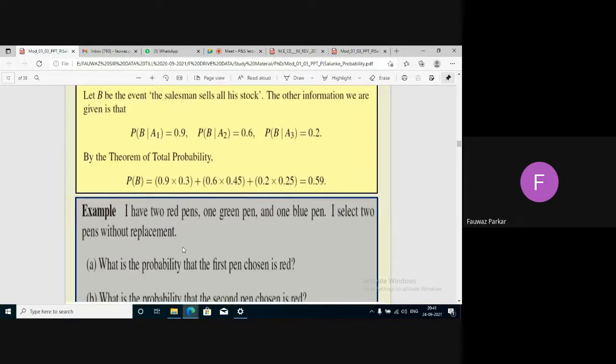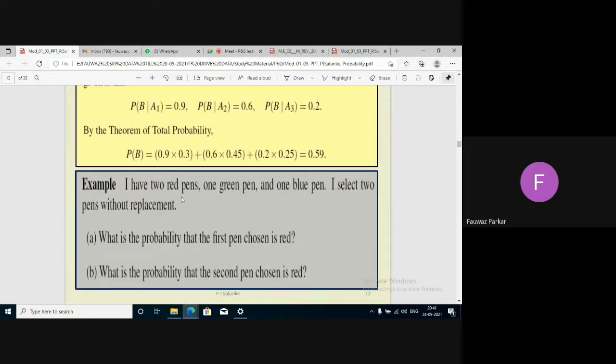Similarly, a simple example: I have two red pens, one green pen, and one blue pen. I select two pens without replacement. What is the probability that the first pen chosen is red? Yes, anyone can tell? दो रेड पेन है, वन ग्रीन पेन है, एंड वन ब्लू पेन है. सो टोटल चार पेन है, बराबर. टू पेन्स विदाउट रिप्लेसमेंट, यानी आई एम नॉट रिप्लेसिंग द फर्स्ट पेन व्हेन आई एम चोजन. सो व्हाट इज द प्रोबेबिलिटी दैट द फर्स्ट पेन चोजन इज रेड? यस, एनीवन?